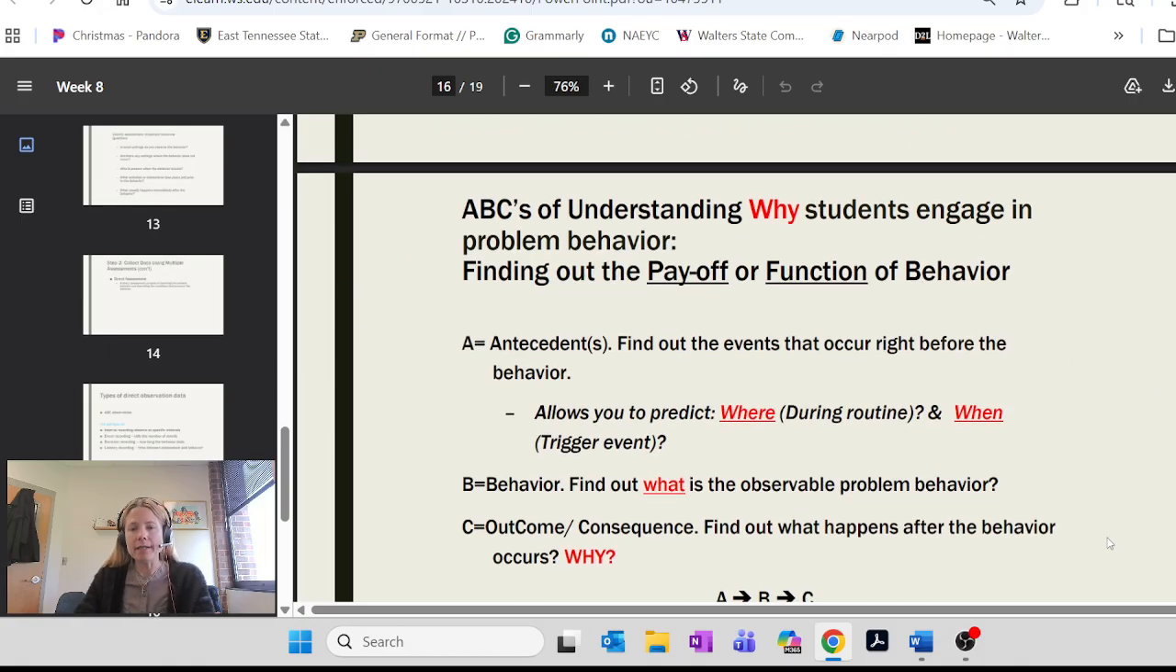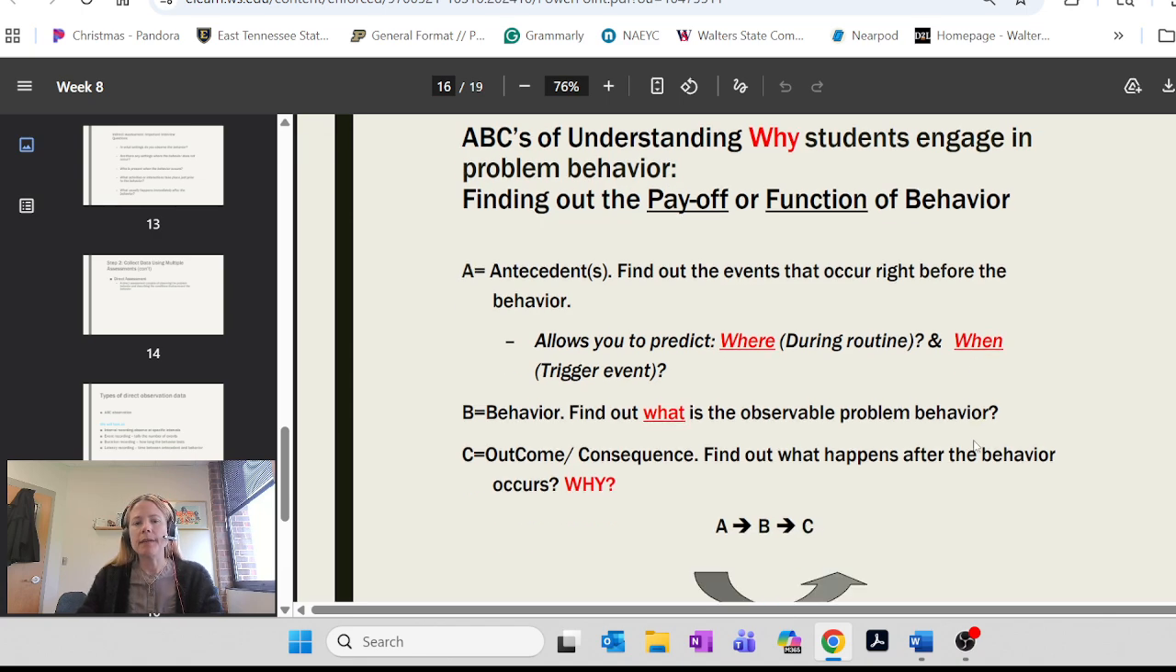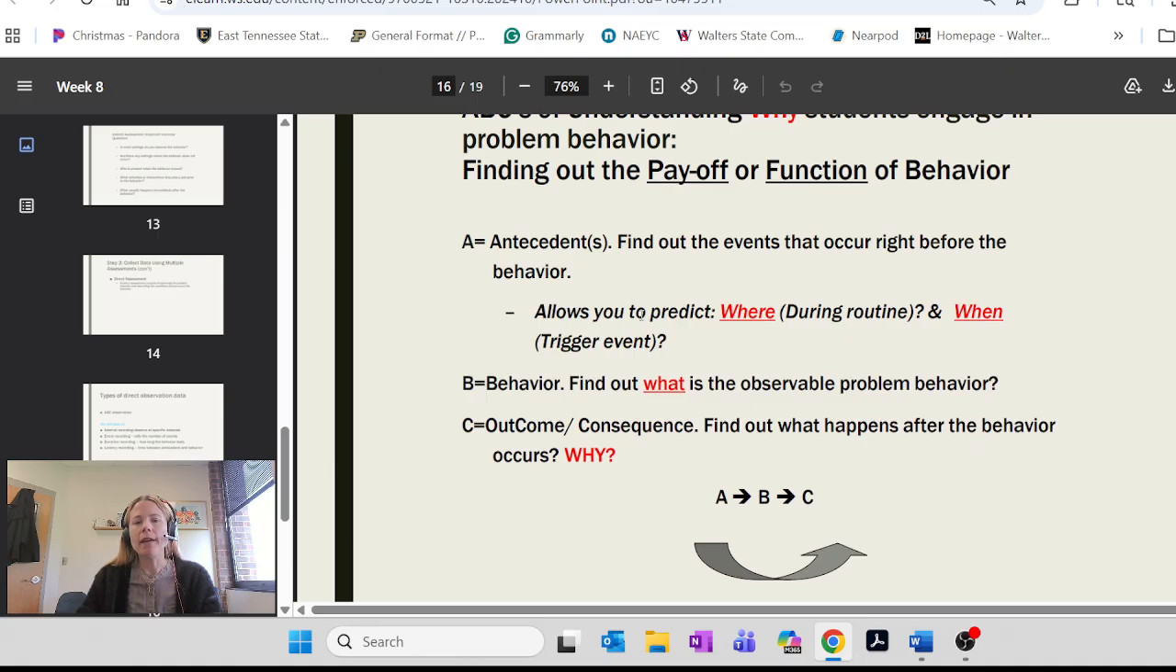Now, my favorite one, and you can use it in a lot of settings with lots of different age groups, is going to be ABC. And ABC stands for antecedent, behavior, and consequence. So antecedent, think of it as a trigger. What events occurred right before the behavior was displayed? So it allows you to predict during what routine and when it happened, what was the trigger event.